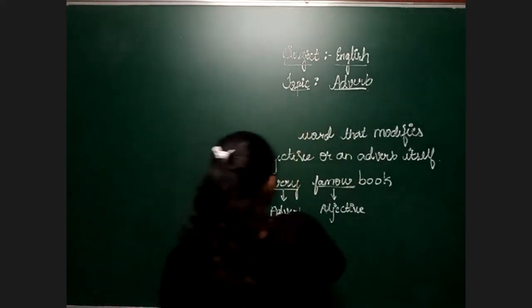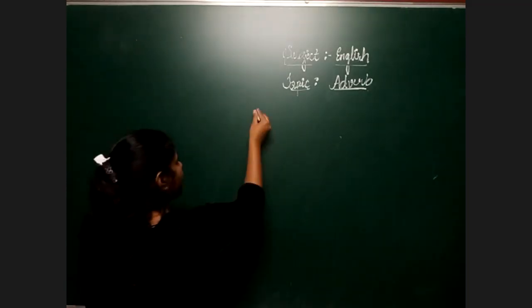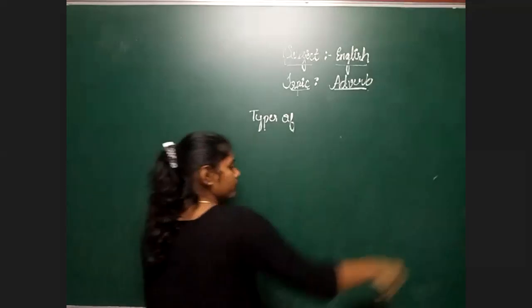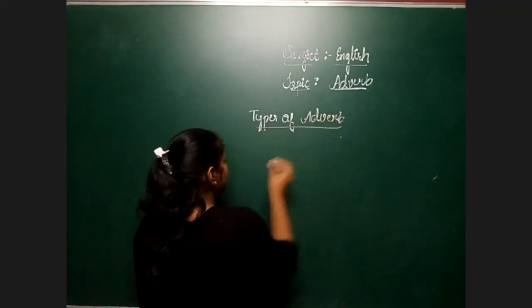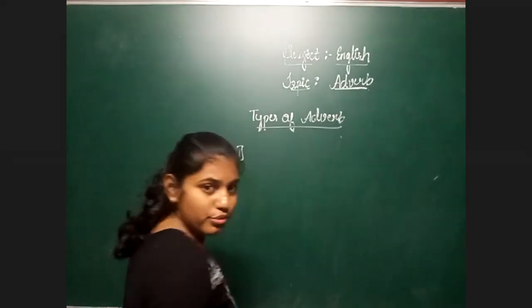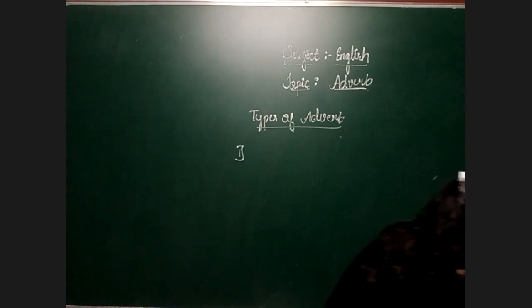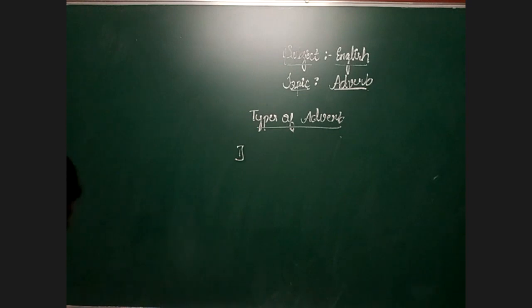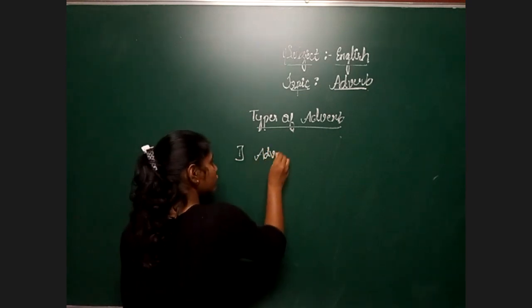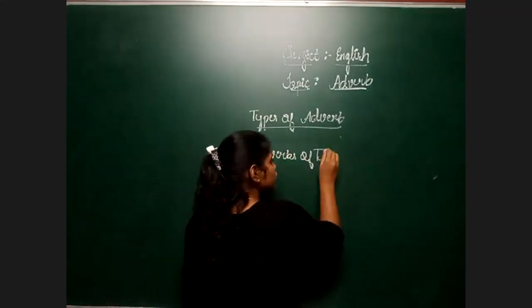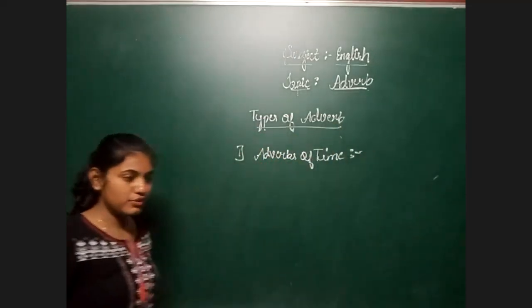Okay, now you have seen. Pritam, leave the session and join if you are not able to see. Okay, what are the types of adverb? The first type is adverbs of time. What is the first one? Adverbs of time. What is it used for?